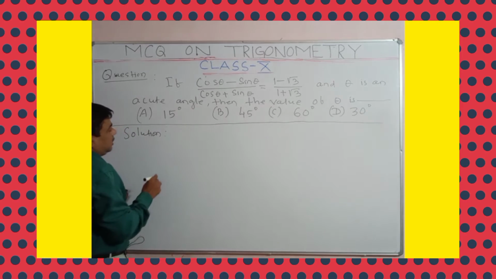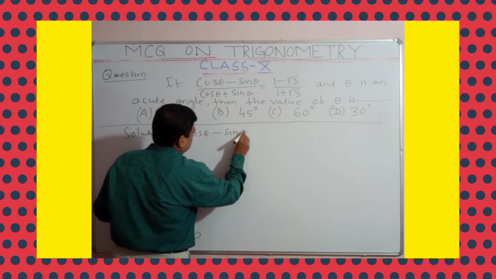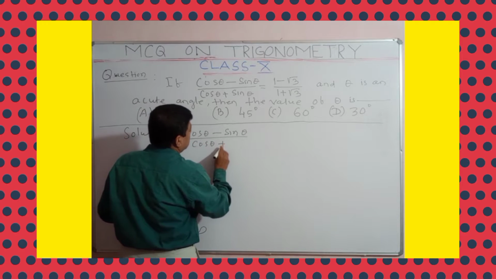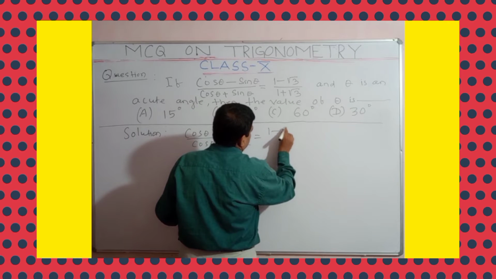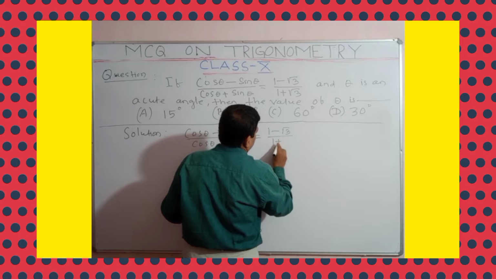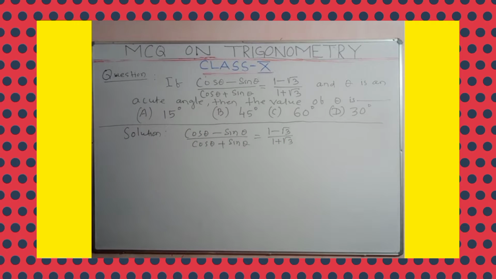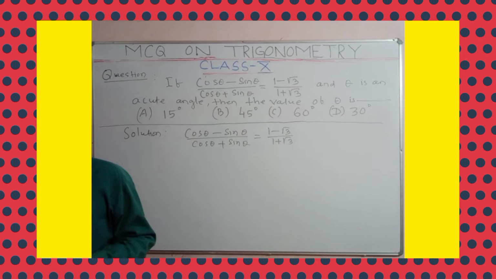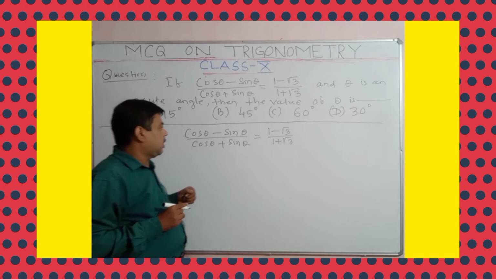So what is given? According to the condition, you can write cos theta minus sin theta divided by cos theta plus sin theta is equal to 1 minus root 3 divided by 1 plus root 3. Understand or not? Here we have to find out the value of theta where theta is an acute angle. Is it clear? So here what you have to do? How to do here?